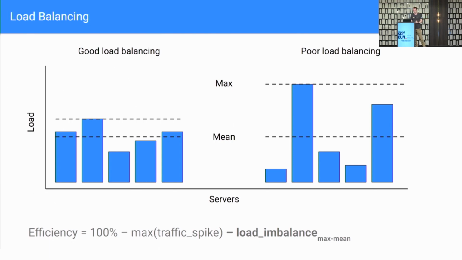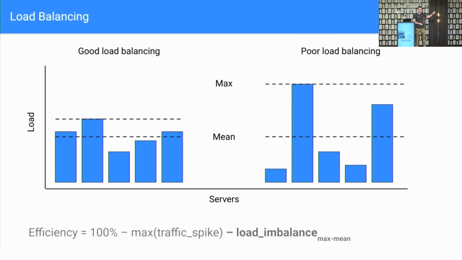Consider these two examples. On the left, we have good load balancing. So the difference between the most heavily loaded server and the least loaded server is not that high. And then on the right-hand side, we've got poor load balancing, where there's a huge disparity between the servers. Both of these cases have the same total amount of load, which means that their mean load is the same. But on the right-hand side, you can see that the maximum load for a server is much, much higher. Okay? And this maximum, that's the amount that we need to provision for to make sure that nothing's overloaded.